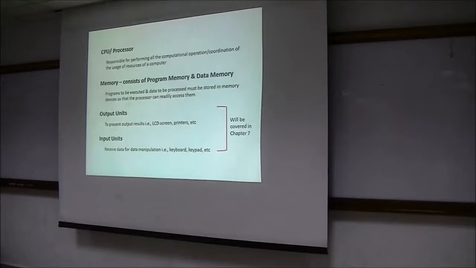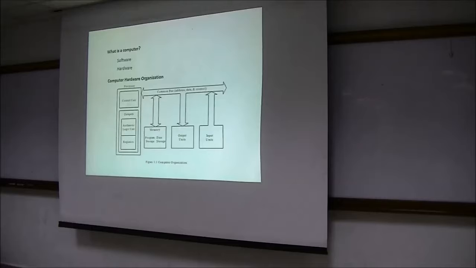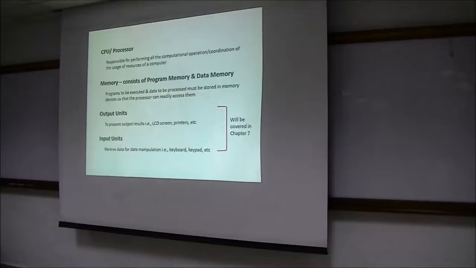So this is the breakdown of the hardware organization. As you can see, here is the processor, this is the memory, this is the output unit, and this is the input units. Basically, these output and input units can be categorized as input-output units. So that's why I just say we have 3 modules. So what are those modules and what are the functions of those modules?